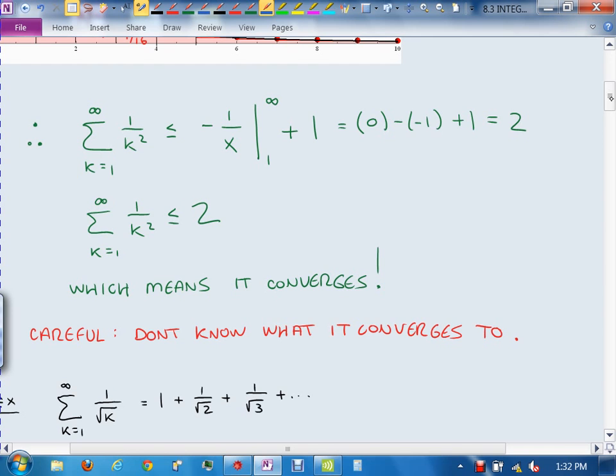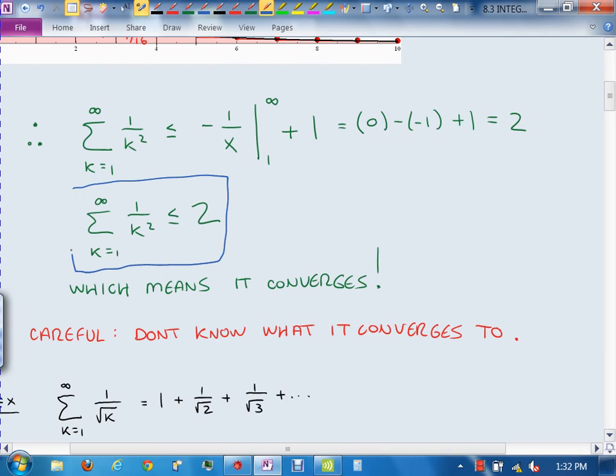Does that make sense? We're using the integral to give us an upper bound on the sum, on the series. So that's the answer? The answer is it converges. So we're not looking in this section as much at what does it converge to. It's does it converge or not. So what we did here is what we're going to call the integral test.